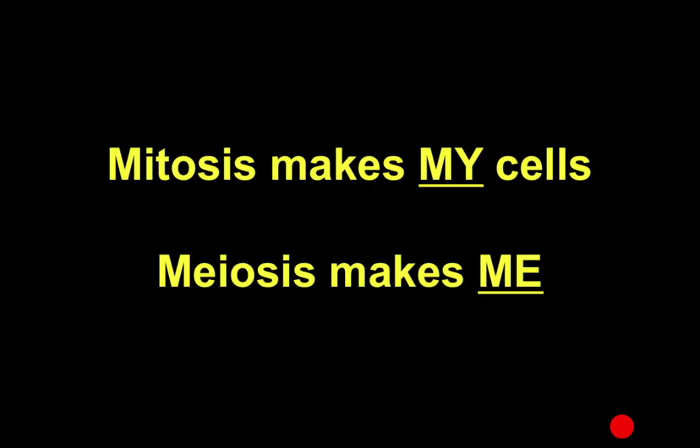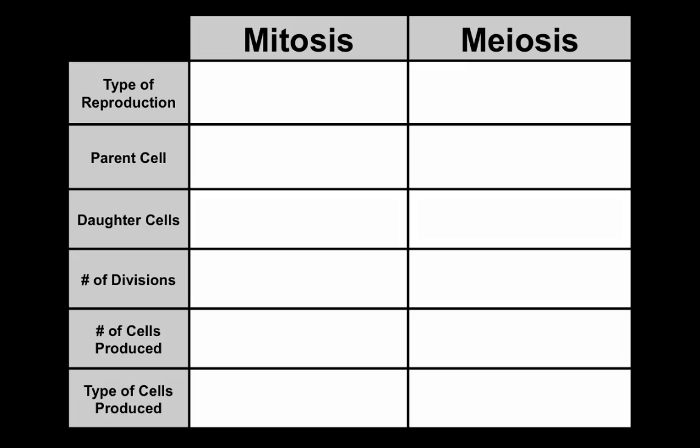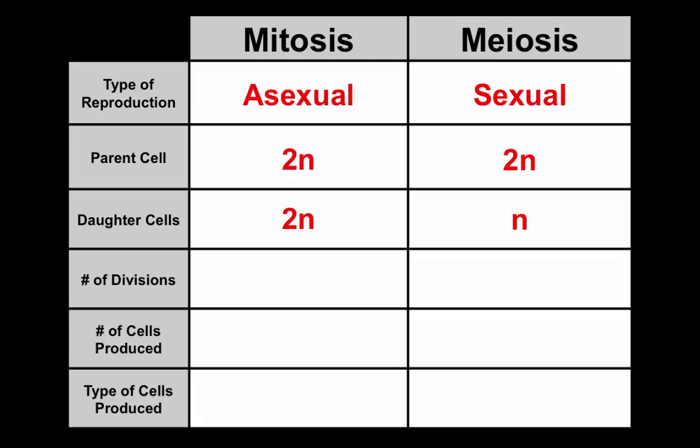So as a recap, mitosis makes my cells, meiosis makes me. When we look at this in this chart, asexual versus sexual, they both start 2N. Mitosis makes a clone, meiosis cuts it in half. 1 versus 2, 2 versus 4, clones versus gametes. Make sure you really know this chart.